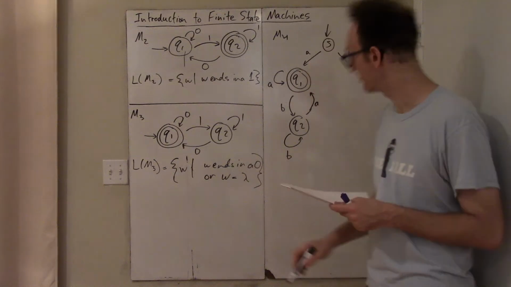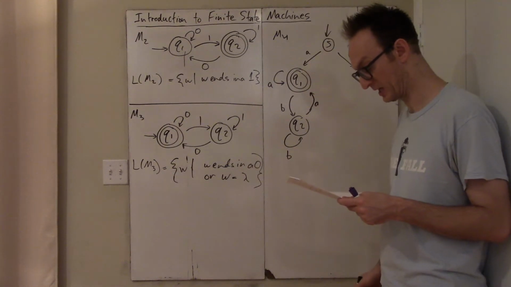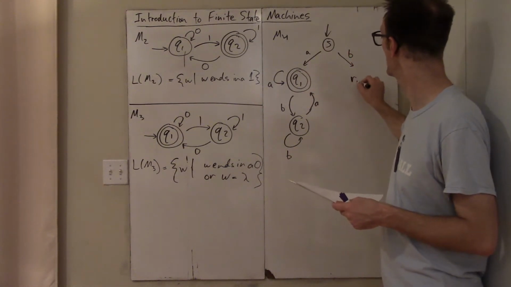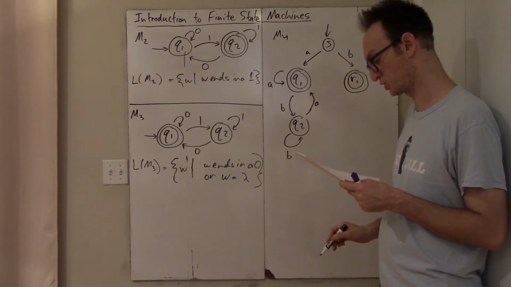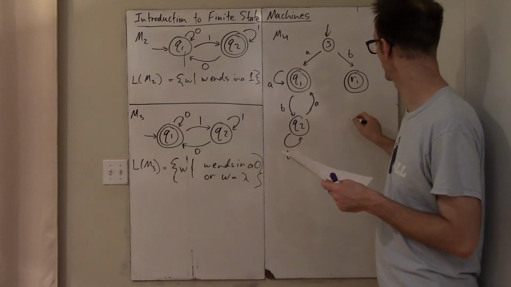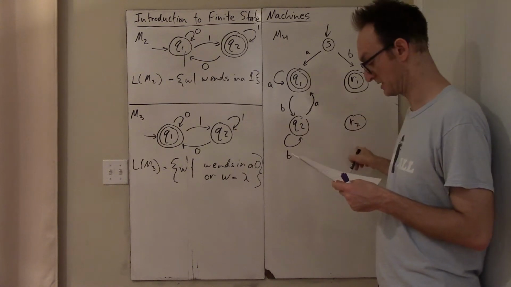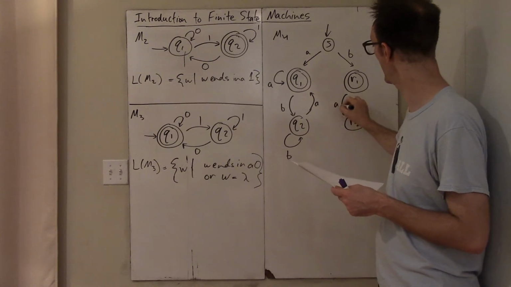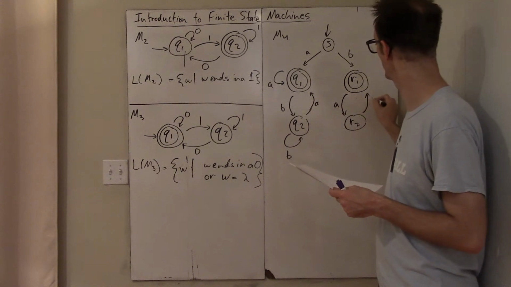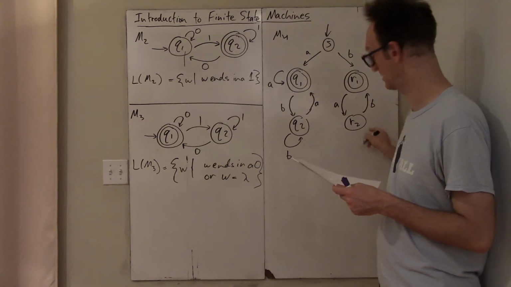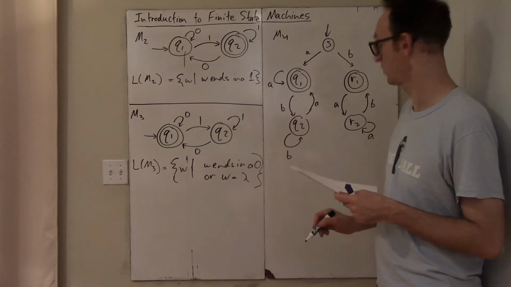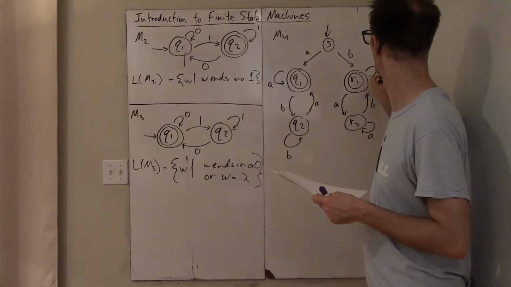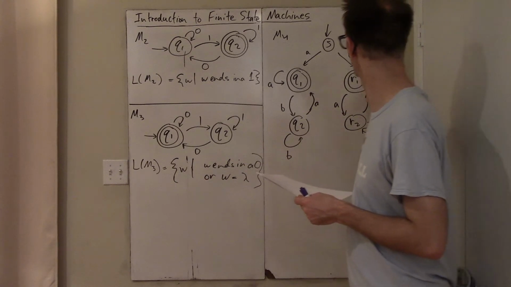Now my language is suddenly A, B, and is this what I want? Sure. Oh yeah. R2. Okay. So A and B and A. Okay. What does this machine do?